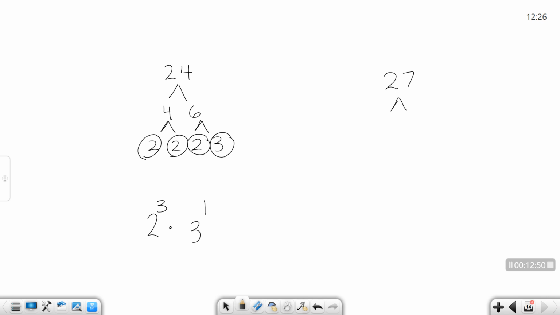Okay, so let's go with 27. The number that goes into 27 that I'm going to use would be 9 times 3. 3 is a prime. My factors of 9 are 3 times 3. So the only factor of 27 is 3, and I'm going to take it 3 times.